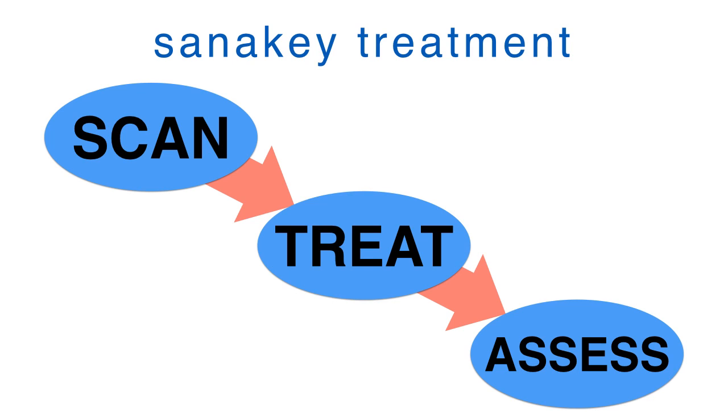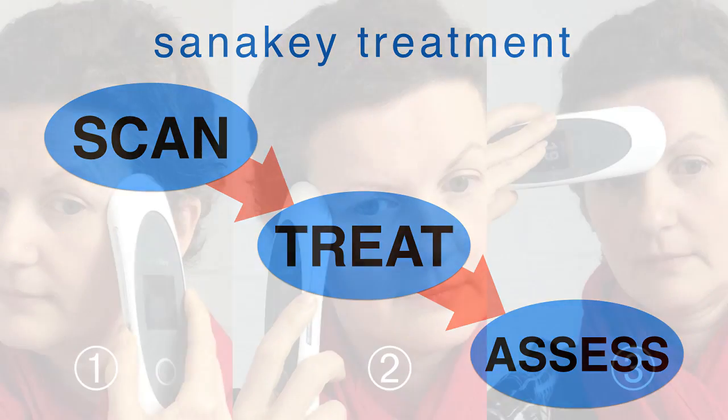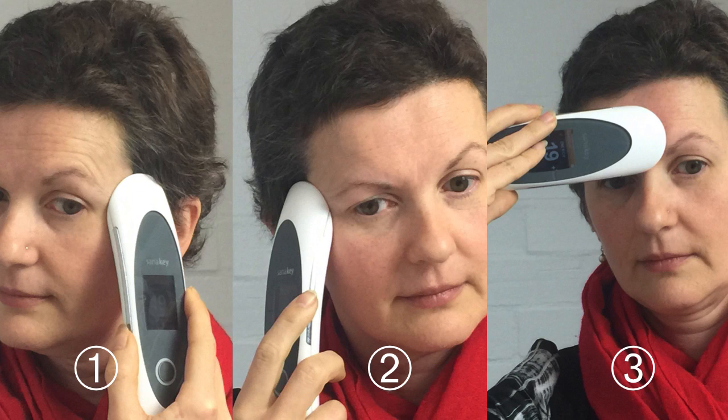So now let's have a look at the protocol for tension headaches. You're going to see 3 photos here: step 1, step 2, step 3. Step 1 and 2, as you can see, very simple, on the temple. Step 3 is in case we don't get the change we want. So first of all, what you're going to do is adjust the energy to a gentle level. You can feel it should not hurt. The sanakey impulse should never hurt you.